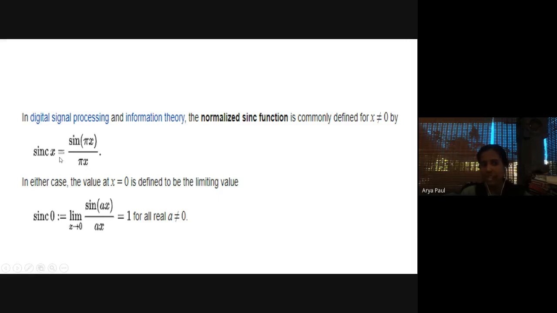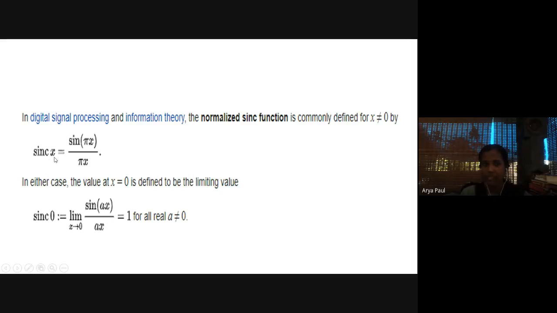In DSP and so on, this value is normalized. So sine of pi x divided by pi x will be your sinc of x, where x is not equal to 0. In the case when x equals 0, this will be sine 0 by 0, so you are going for a limiting value, isn't it? The limit as theta tends to 0 of sine theta by theta gives the answer as 1.